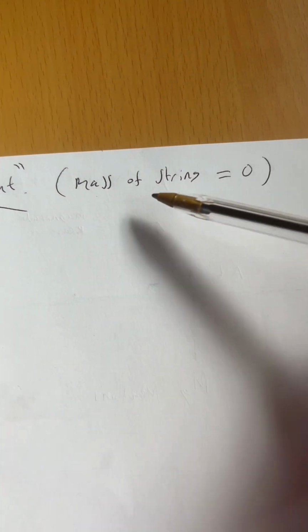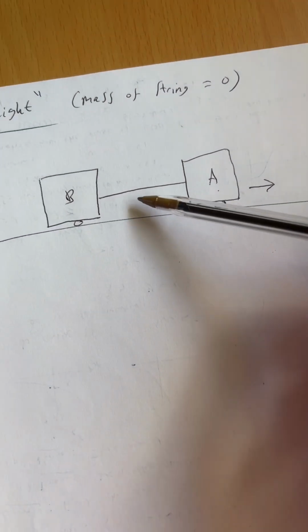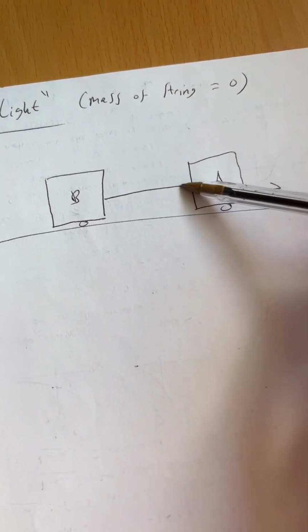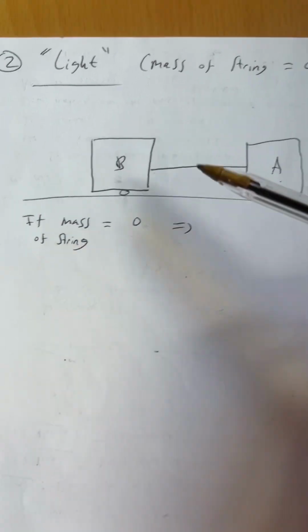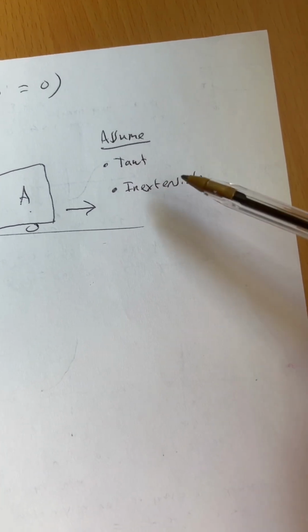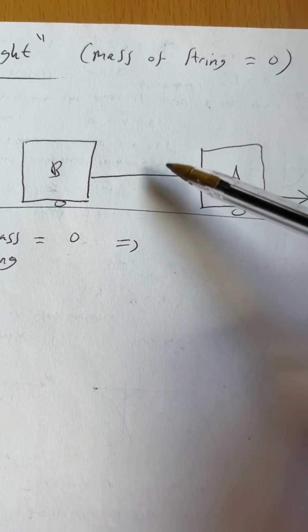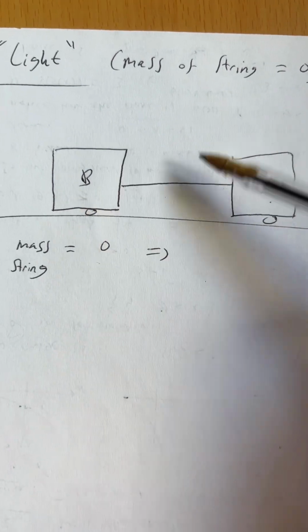Now, the next word you see in these questions is light. The string is light, the rope is light. It just means that you assume the mass of the string is equal to 0. So again, let's say we've got a situation where A is connected with B, and A is accelerating to the right, forwards. And let's say that the mass of this string is 0. If we assume again that the string is taut, as we said before, and also that it's inextensible, we'll come onto this in more detail in a minute, then if that mass is 0, it means that the tension throughout the string is the same at every position at any given moment in time.